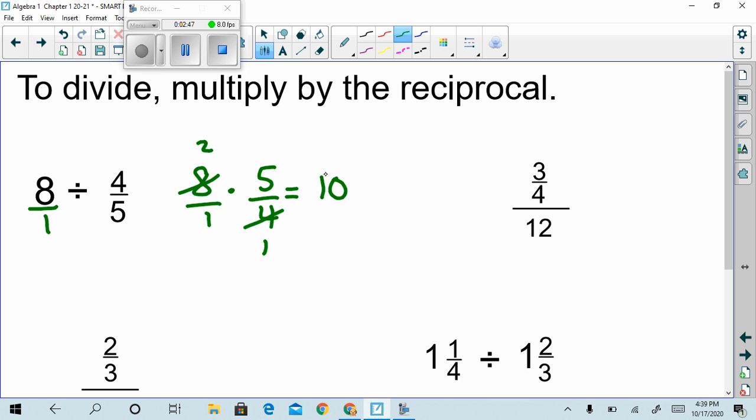The one to the right is what we call a complex fraction. I've got a 3/4 divided by 12. Now remember, a fraction bar is a division symbol. So 3/4 times 1/12. Simplify before you multiply. 1/16.